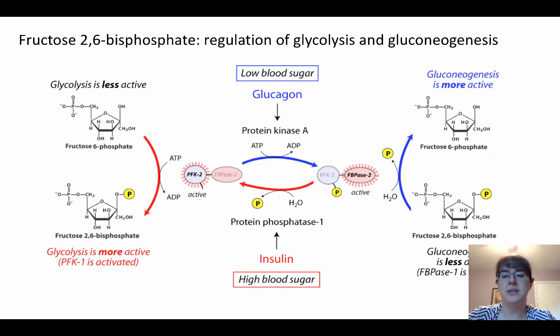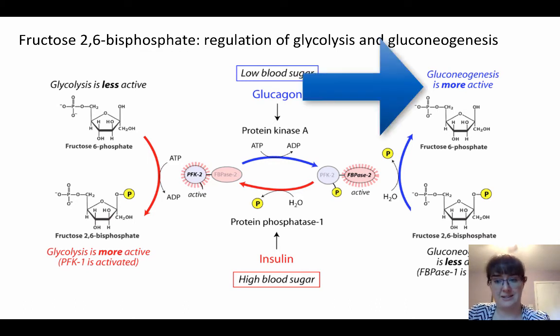As we continue looking at the blue arrows and continue then looking to the right, that is going to mean that gluconeogenesis is more active. So glucagon is going to phosphorylate this tandem enzyme so that gluconeogenesis is more active, which will then have a smaller supply of that fructose 2,6 bisphosphate, and a greater supply of fructose 6-phosphate. So glucagon is going to have gluconeogenesis be more active.